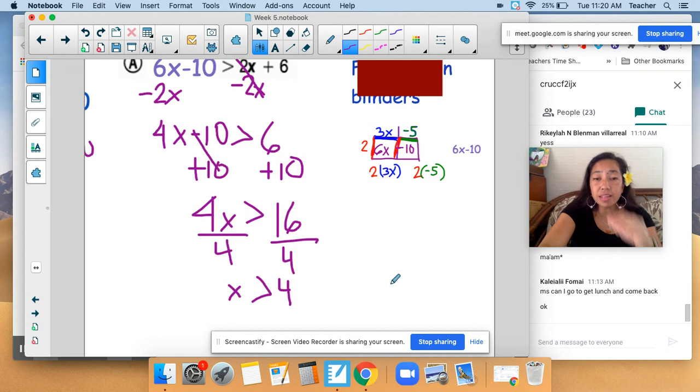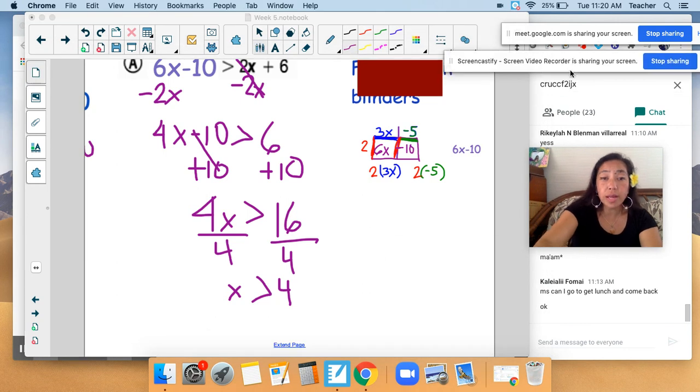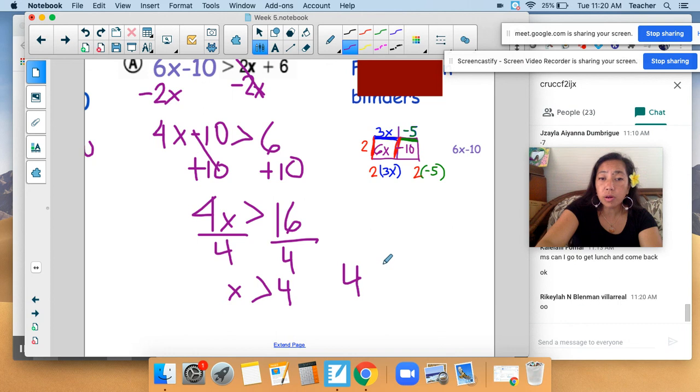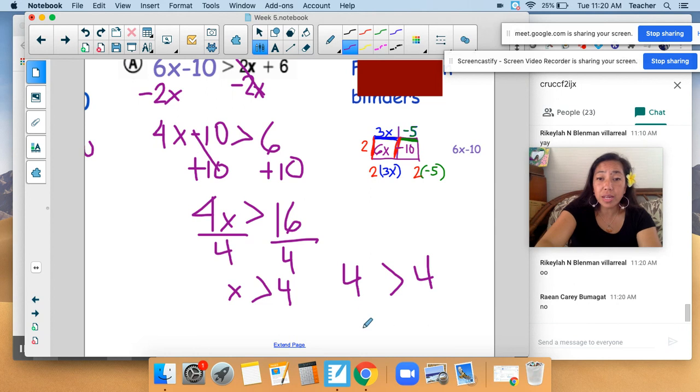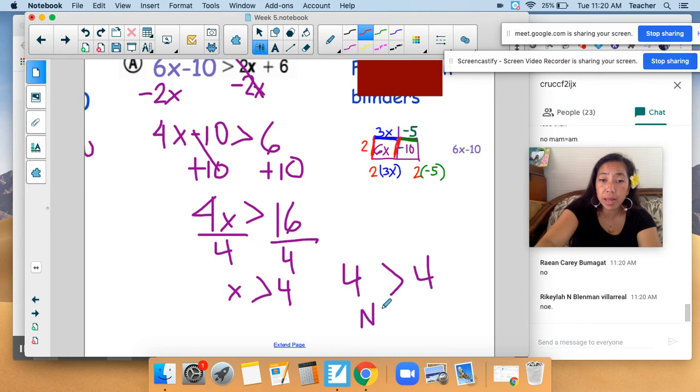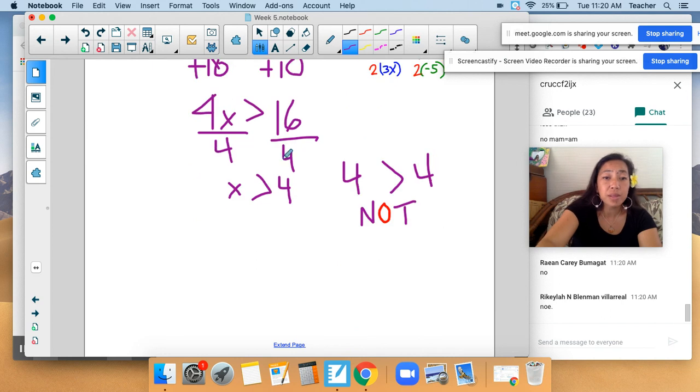And again, is it part of the solution or not, right? Let's check it. Is 4 greater than 4? And 4 is not greater than 4. So it is not, right? So remember, I draw my not. I'm not even going to write not true, I'm just going to write not to save time.